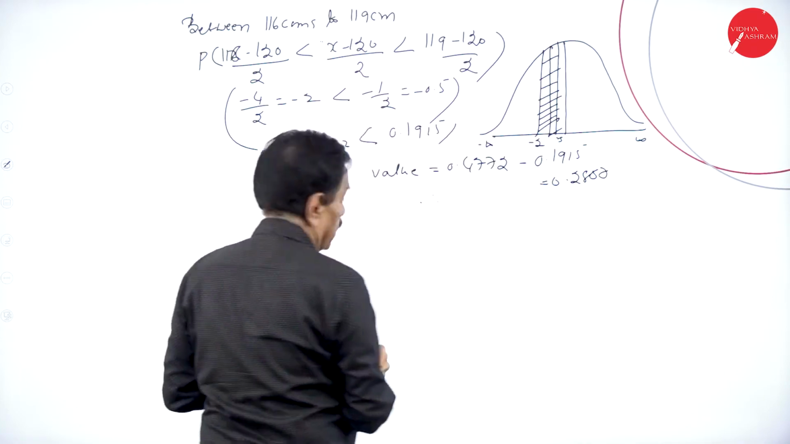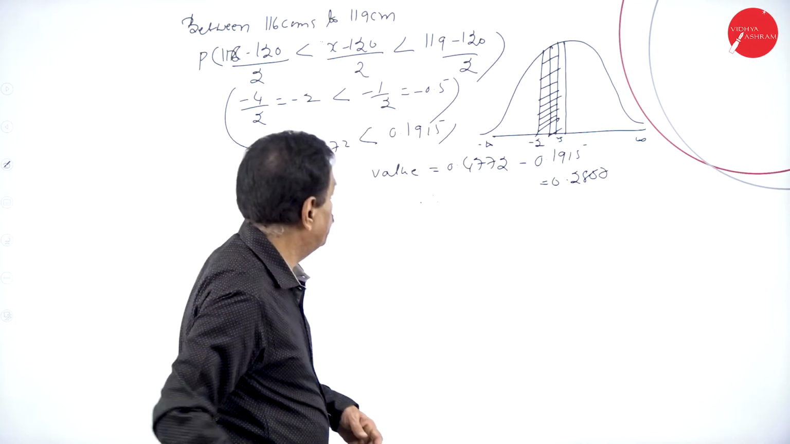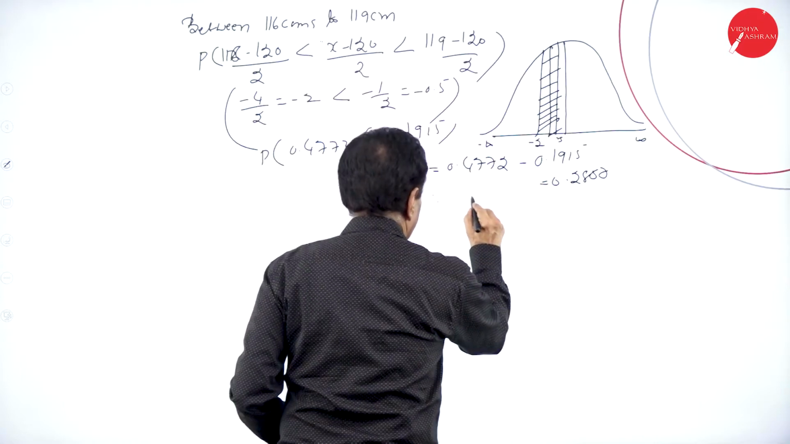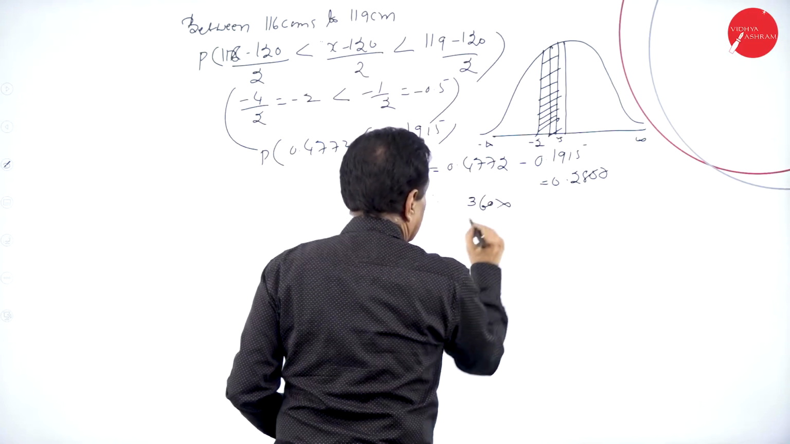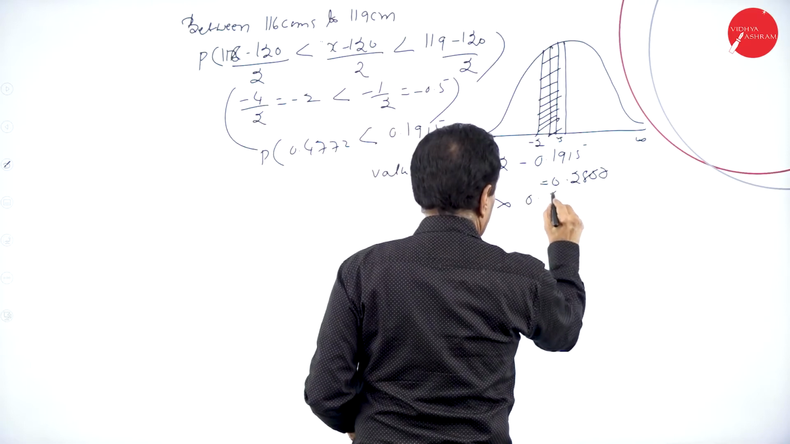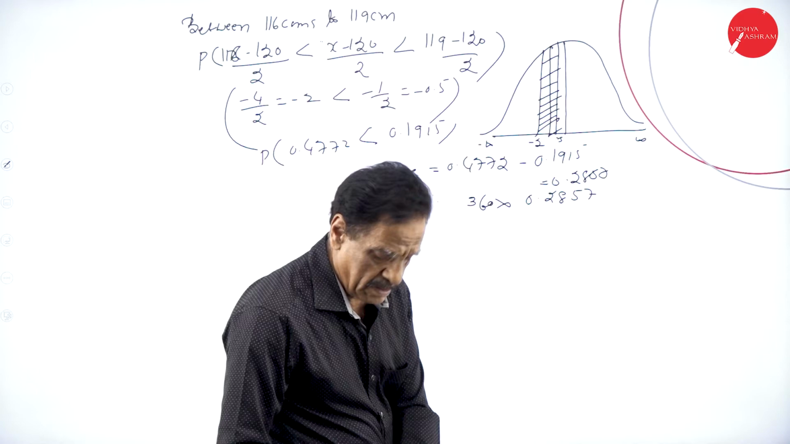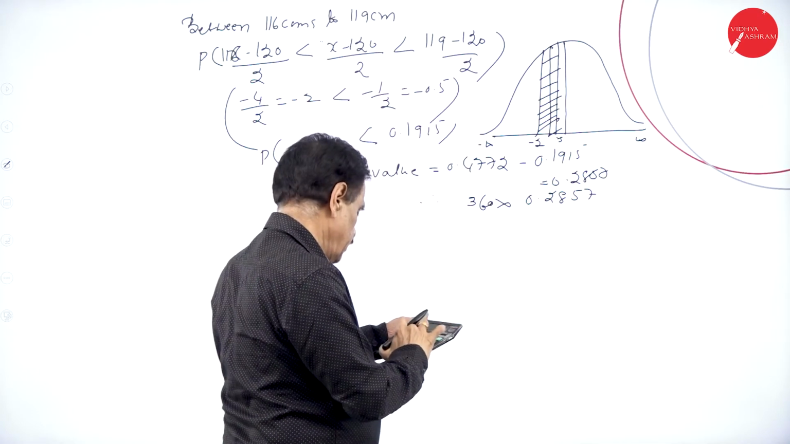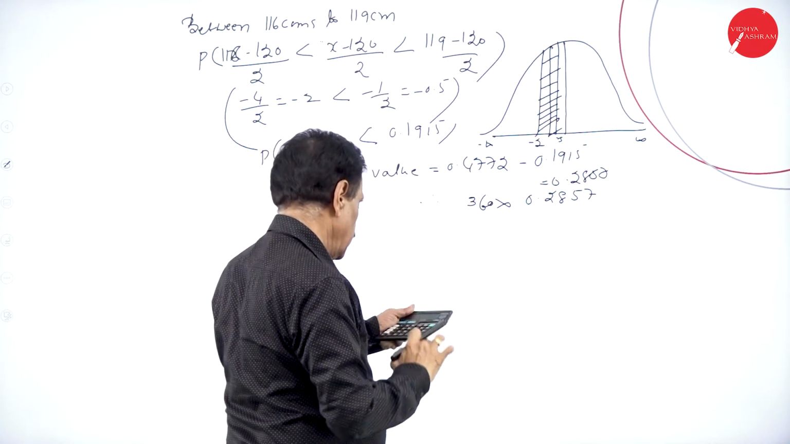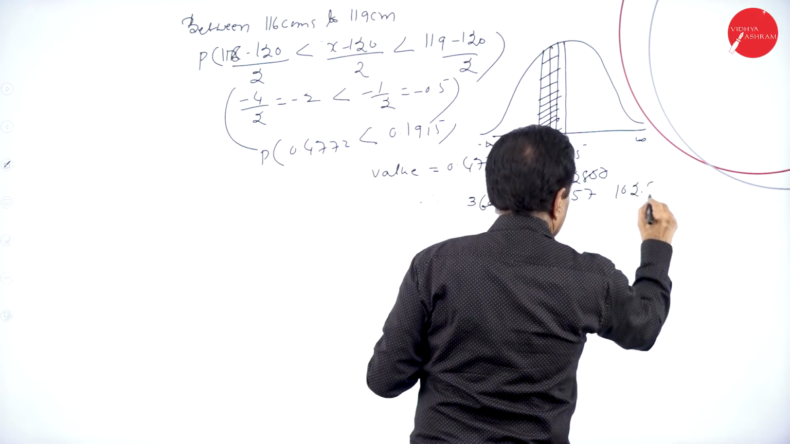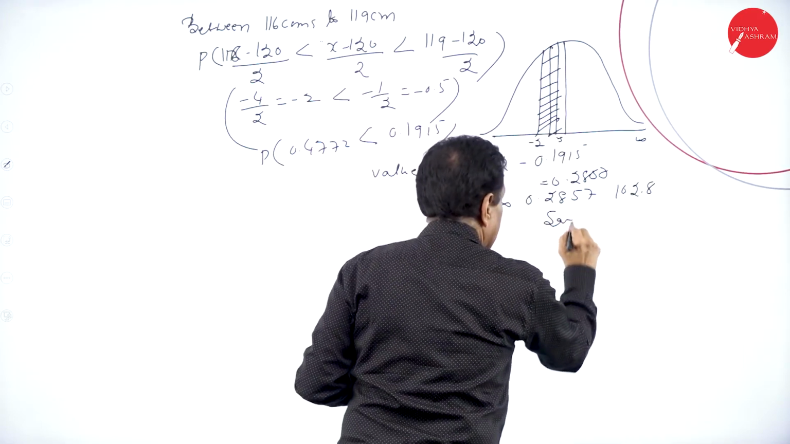Therefore, the number of students is 360 into 0.2857, which is 102.8, say 103.